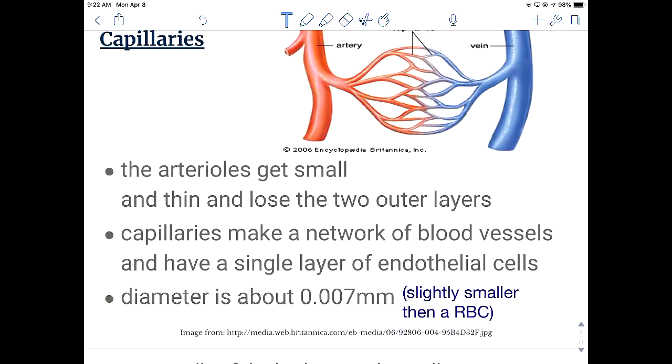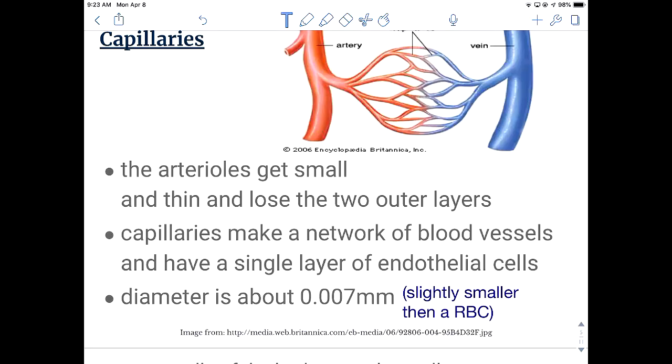So the red blood cells are squeezed through. This encourages contact between the red blood cell and the capillary wall. If you didn't make contact between the red blood cell and the capillary wall, the chance for diffusion of gases between the red blood cell and the tissues around it would be reduced.